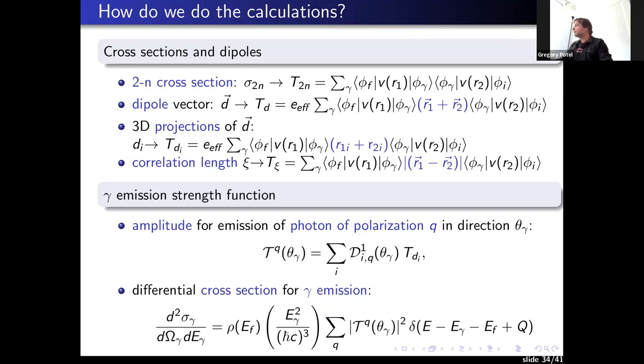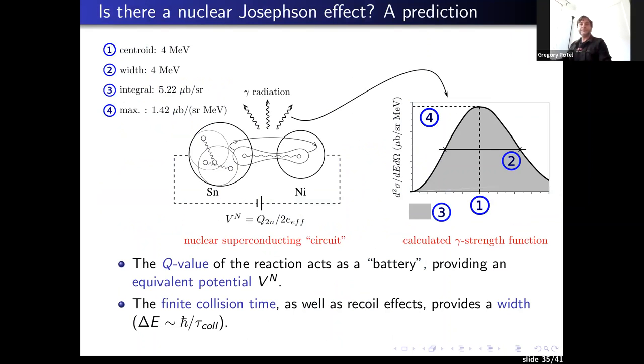That delta function that you have here is just conserving energy and is telling you that the energy of the emitted photon, which is E gamma, has to compensate the bombarding energy, the final energy of your outgoing tin, and the Q value. And again, you can plot that strength function as a function of the energy of the gamma. We can compute that, and we can make quantitative predictions, which we are going to start to see in the next slide. Here it is.